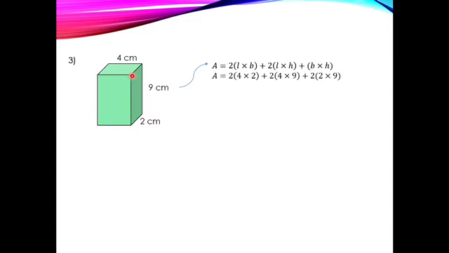And my length I put as 4, my breadth I put in as 2, and my height I put in as 9. Alright. Then I'm going to calculate each section separately, like I told you in the previous one, to prevent errors. So 2 times 4 times 2 is 16. 2 times 4 times 9 will give you 72. And 2 times 2 times 9 will give you 36. Add them all together and you get 124 centimeters squared. Alright.